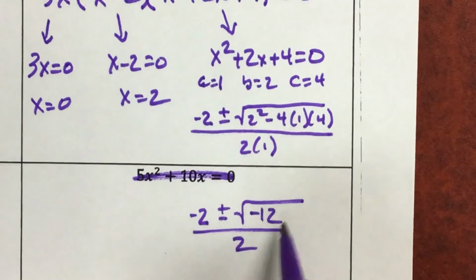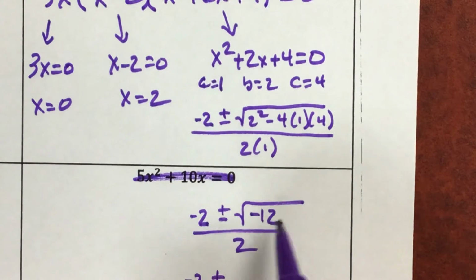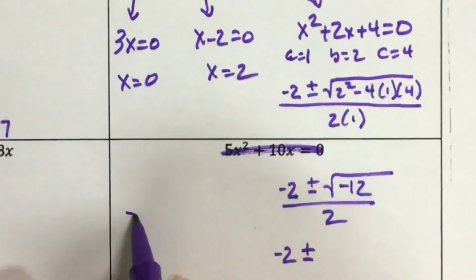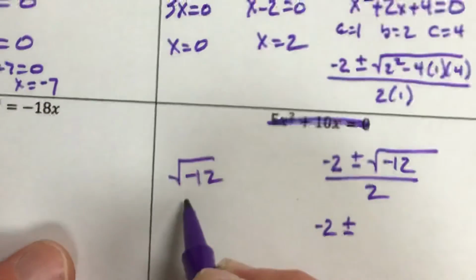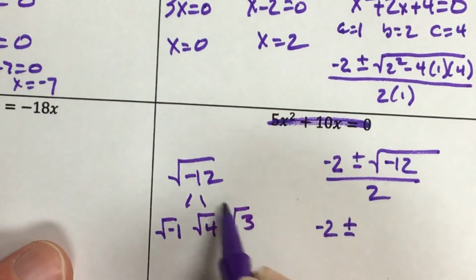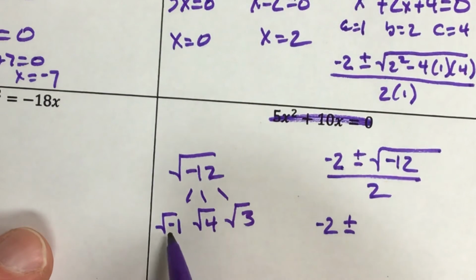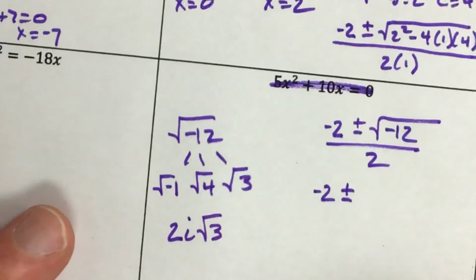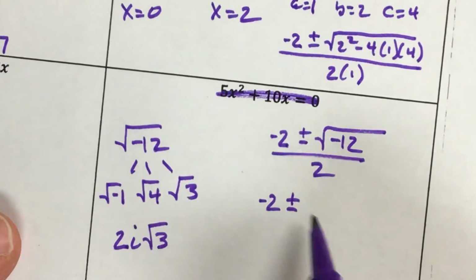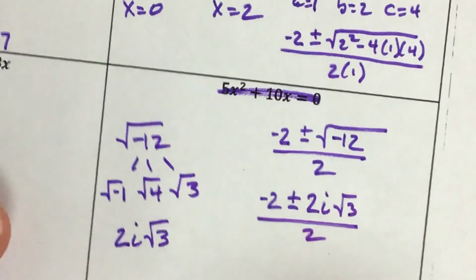Which then means that you're going to have an imaginary number here. We have to break this down. So this is negative 2 plus or minus, and we know that there's an i in there. So folks, remember that the square root of negative 12 is really the square root of negative 1 times the square root of 4 times the square root of 3. And then the square root of 4 is 2, the square root of negative 1 is i, and the square root of 3 is root 3. So that's what this is. We plug that in here: 2i square root of 3 all over 2.